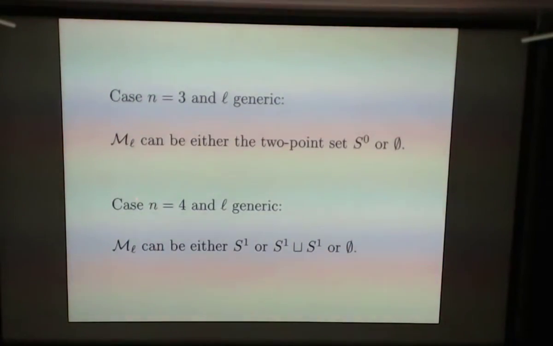For n equals 4, this variety ML can be either a circle, or two circles, I mean a disjoint union of two circles, or an empty set. An empty set happens when one side is so large, so long, that you cannot form a closed link.